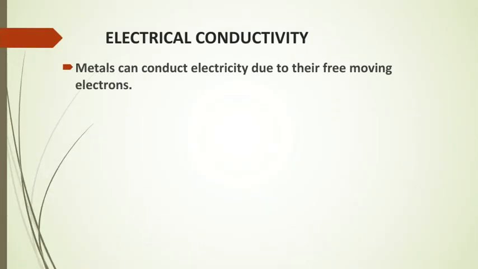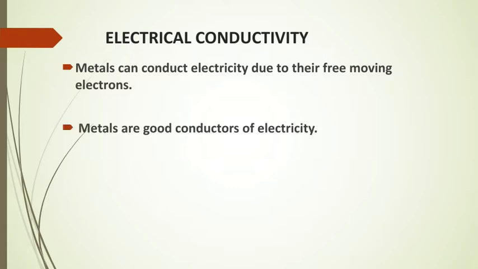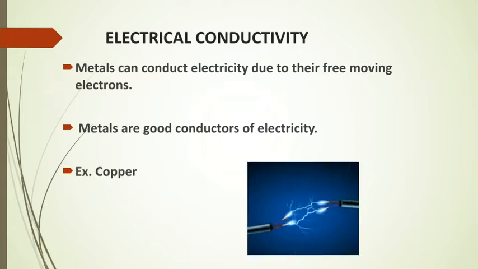Next, regarding electrical conductivity. Metals can conduct electricity due to their free moving electrons. Metals are good conductors of electricity. For example, copper. In our houses and all, we are using copper wires in electrical circuits because it is a good conductor of electricity.